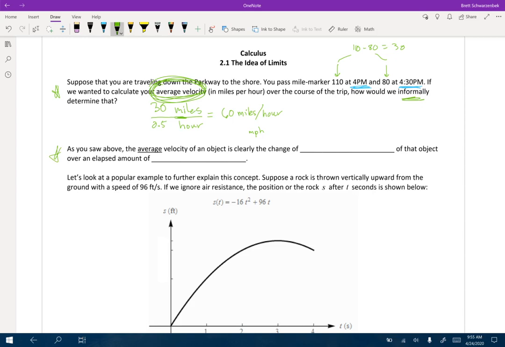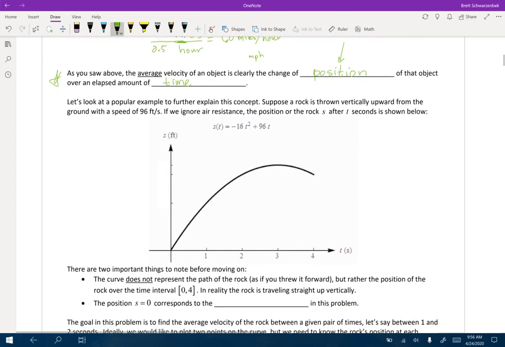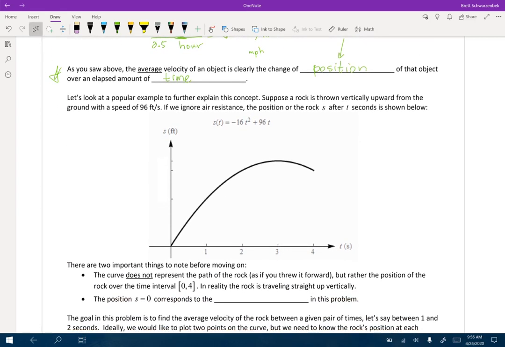It says, the average velocity of an object is clearly the change of what of the object over an elapsed amount of what? So obviously it's over an amount of time, but we use the word distance. In calculus, we use the word position. Okay? Distance is more familiar to us, but we do use the word position to represent where an object has changed in terms of distance.